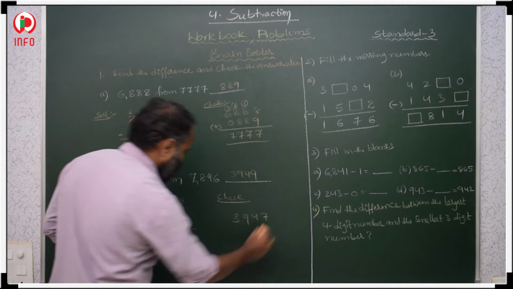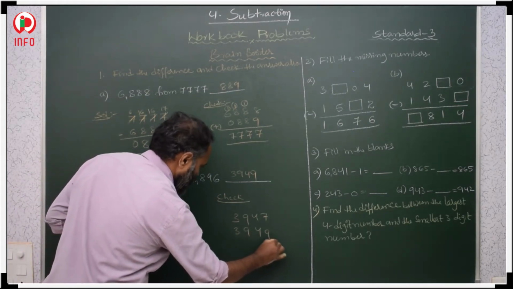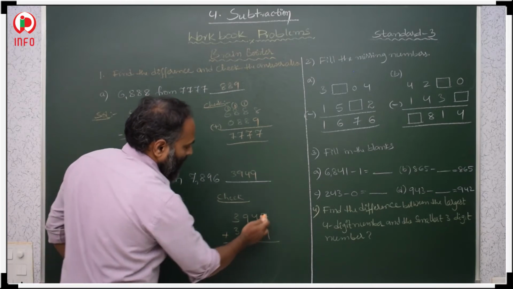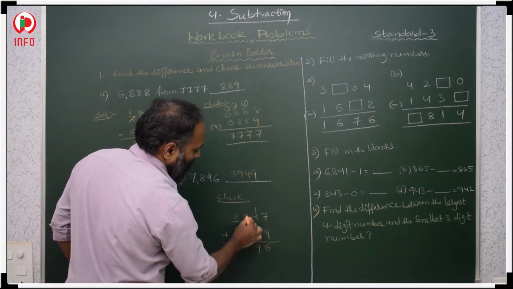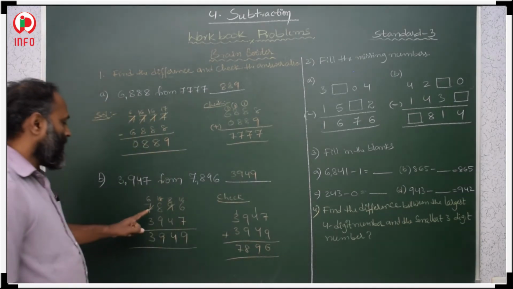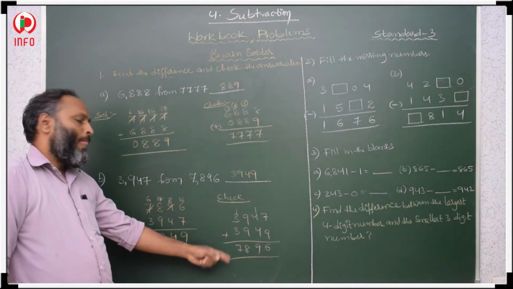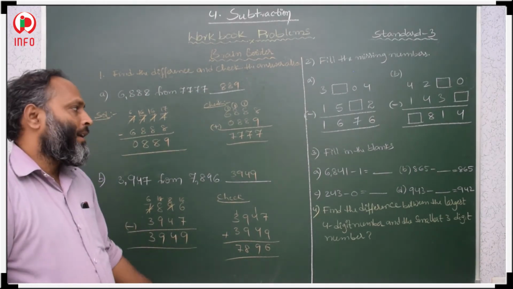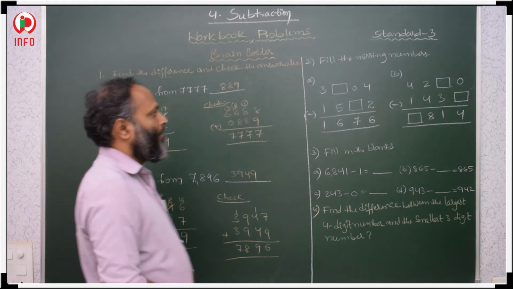3,947 is the subtrahend, and the difference is 3,949. 9 plus 9 is 16. 4 plus 4 is 8, plus 1 is 9. 8 plus 8 is 16. 7,896. You will get your minuend here.